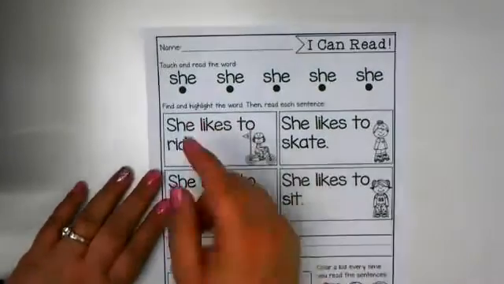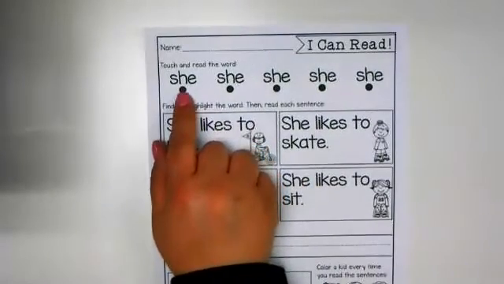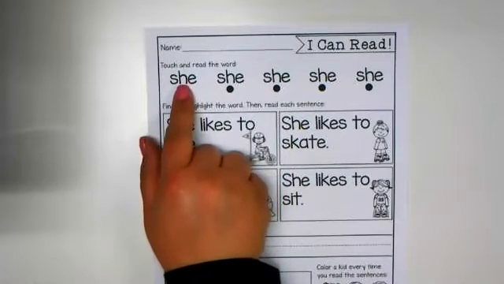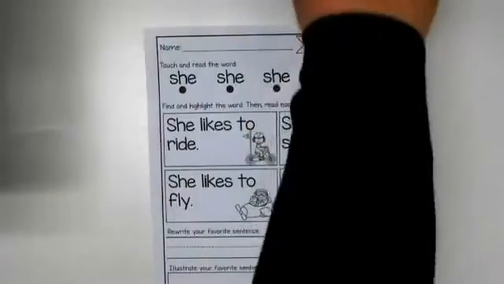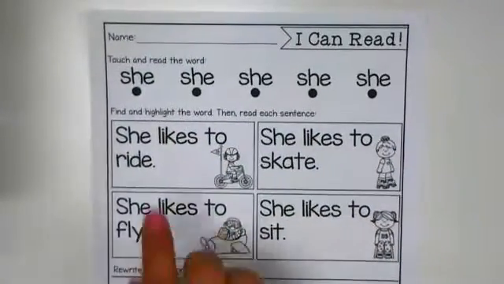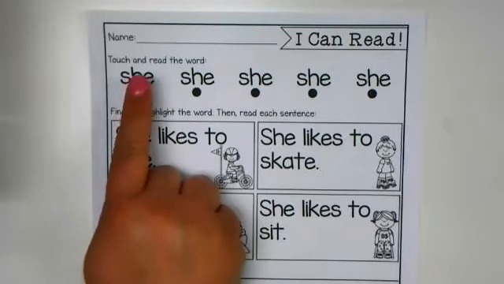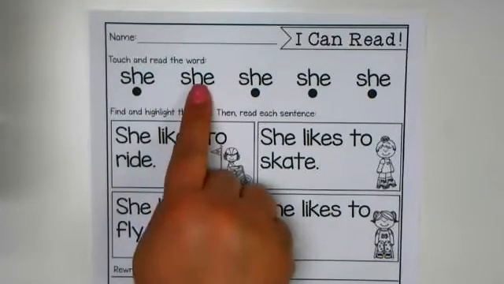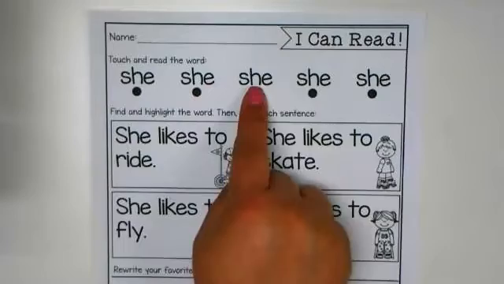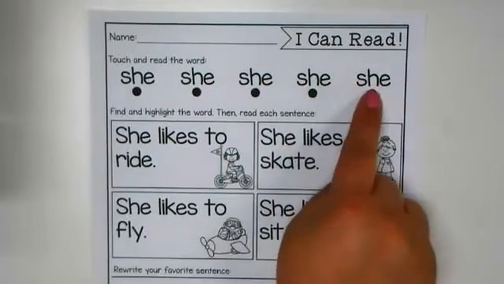Okay, so this first word today that we're going to work with is she. So go ahead and put your finger on that black dot underneath the word, and we're going to read it 5 times together, okay? So let me make this a little bit bigger so you can see it. All right, get your finger ready, get your eyes ready, and get your mouth ready to say the word. Ready? Here we go. She, she, she, she, she.